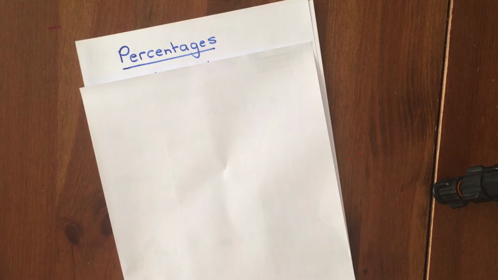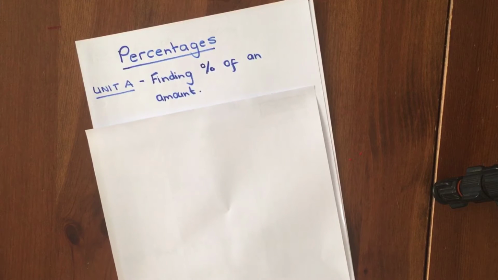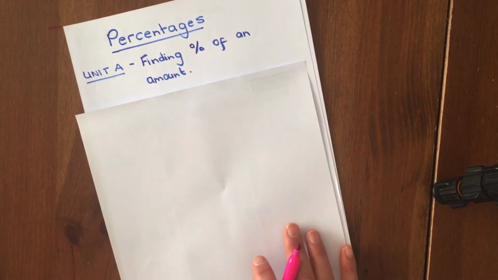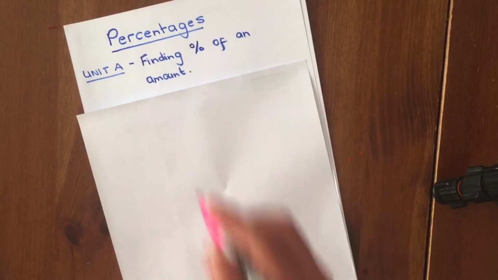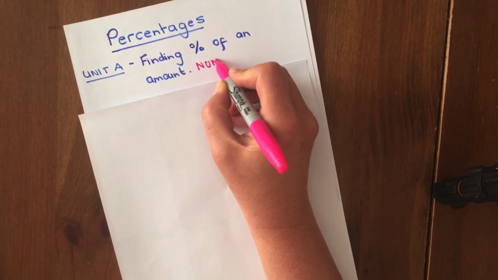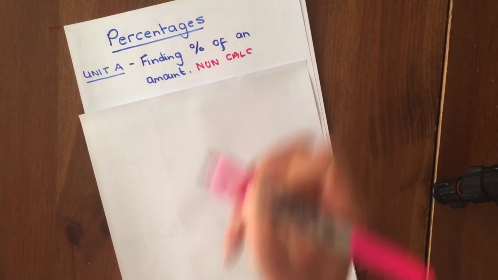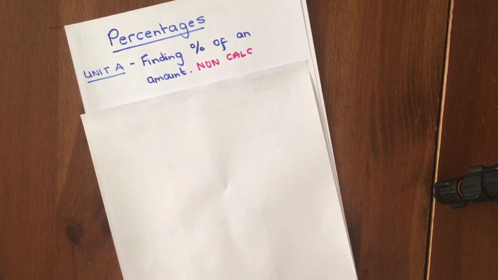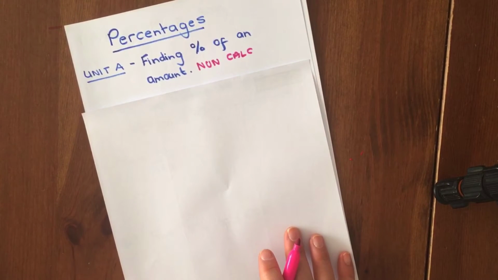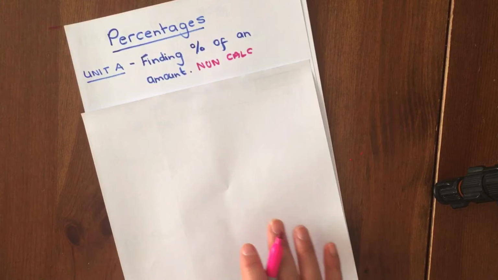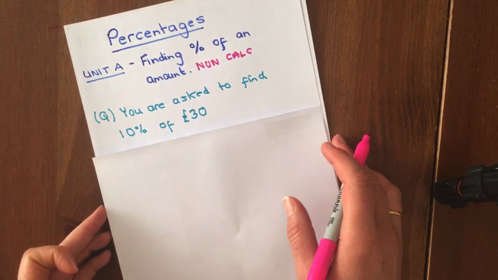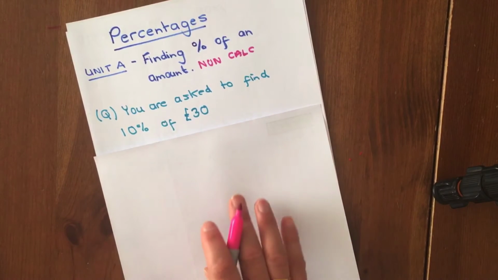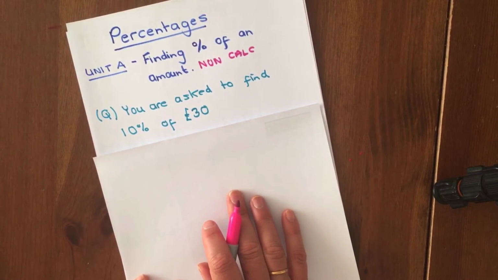So let's look at percentages. We're going to do a recap of percentages today. I've called it Unit A, and we're looking at finding percentages of an amount. This is actually non-calculator, so you don't need your calculators today. Really do this at home without a calculator, because this will come on the non-calculator paper. I know you've done this before, so it is a recap. I'd like you to think about how you would find 10% of £30.